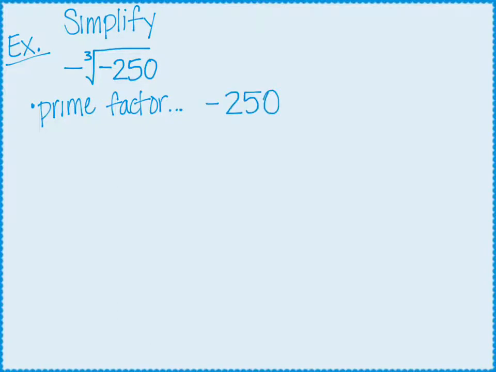Let's look at another one. And we're going to simplify. That's all it says, is to simplify, nothing else. It doesn't say what format. It's given in radical form, so that would indicate that my simplification should be in radical form, the final answer. So first of all, I'm going to prime factor the radicand. I've got 250. That's negative 250, though.